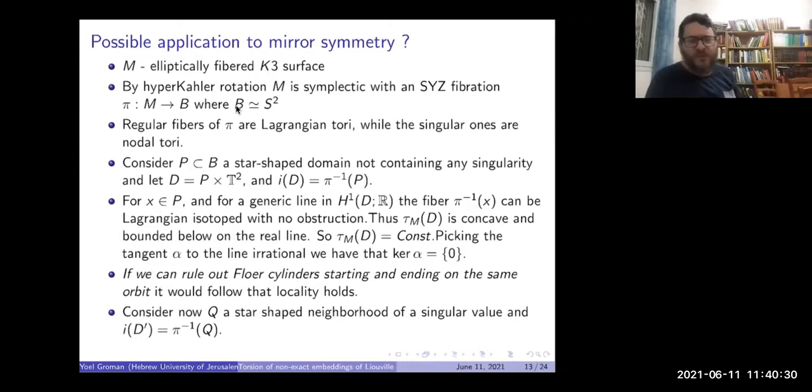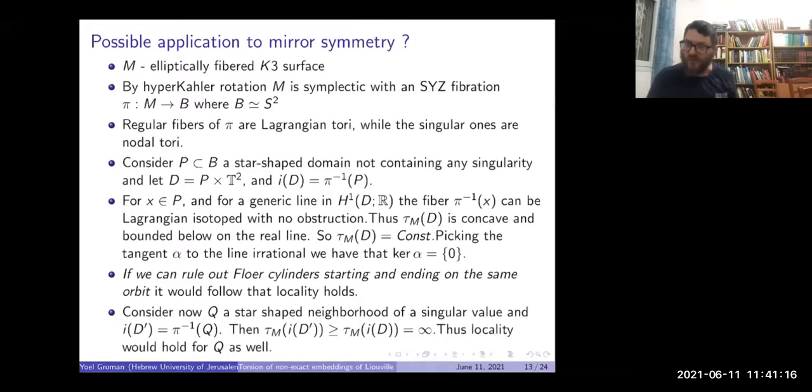I'm kind of hoping that a BV operator type of argument would do that. So if we could rule out these particular cylinders, then we would get that locality holds for the tori. Now if you consider Q to be a neighborhood which does contain a singular value, then the tau invariant of this neighborhood is at least the tau invariant of the neighborhood which doesn't. So this means that locality would hold also for the singular value.